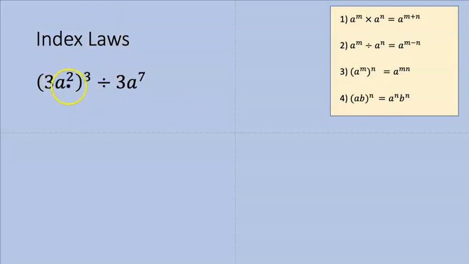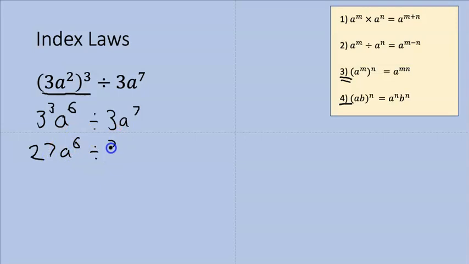And likewise, if I divide, this time I've got a number inside this bracket. So I'm going to use law 4. So 3 to the power of 3 multiplied by a to the 2 to the 3. But a to the 2 to the 3 using law 3 is a to the 6. Which I also divide by 3a to the 7. 3 cubed is 27.